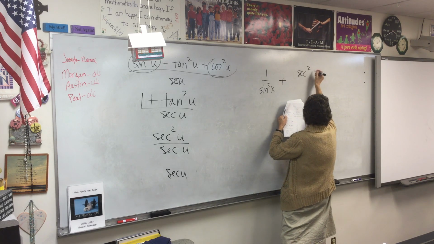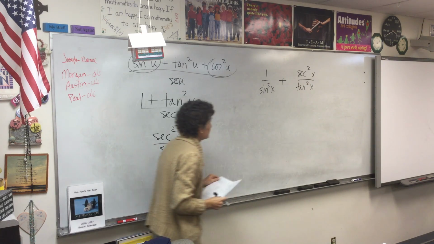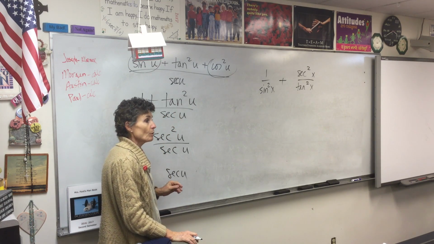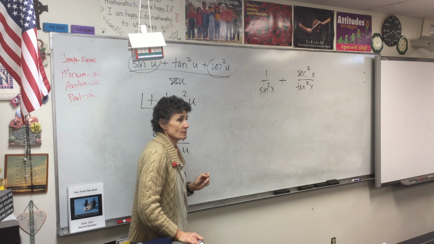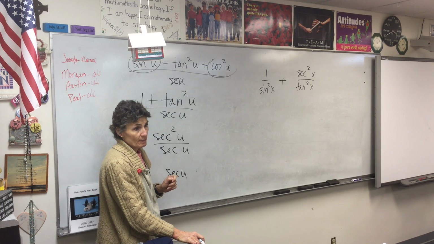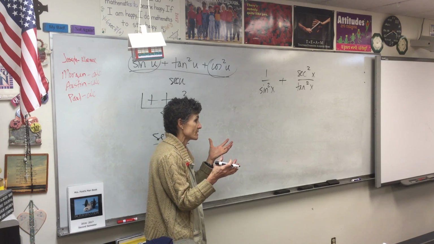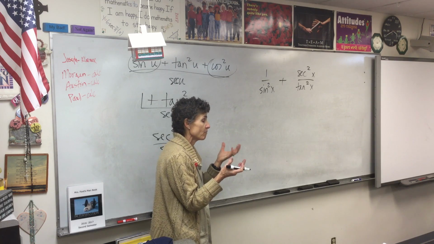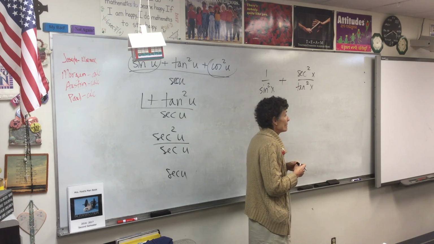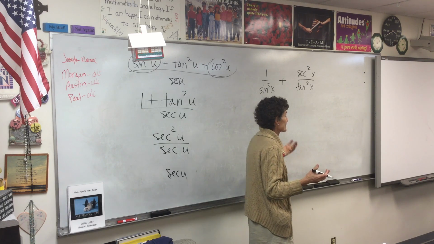All right, what do you want to do with this guy? What do we often do when nothing else strikes us? We change into sines and cosines because they are kind of the commonality that all the functions have. All of them can be written as some form of sines and cosines. So when I see secant squared over tangent squared, there's nothing that I know that helps, so I'm going to try to simplify that.